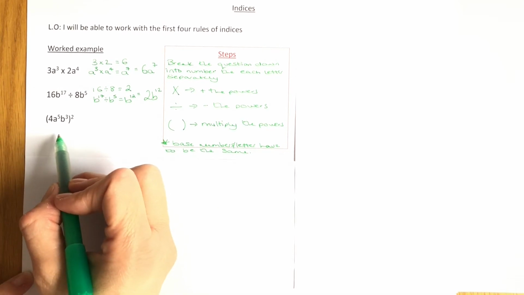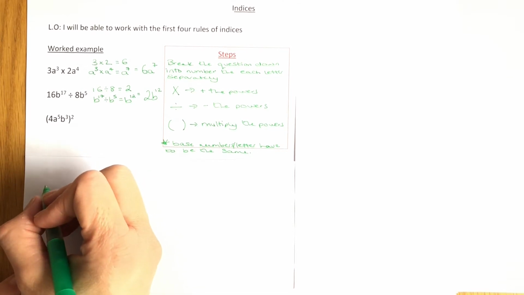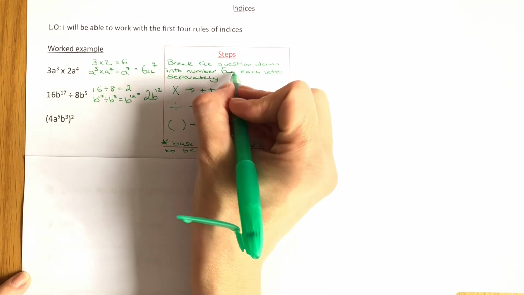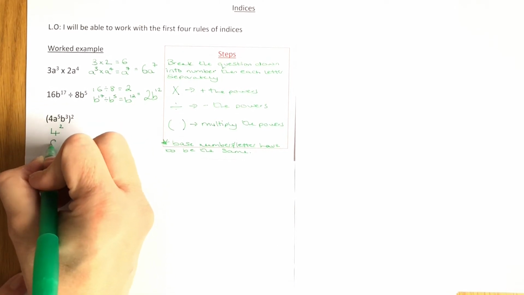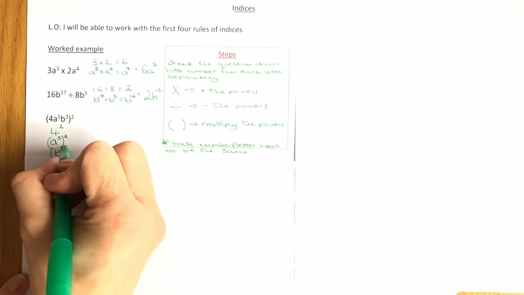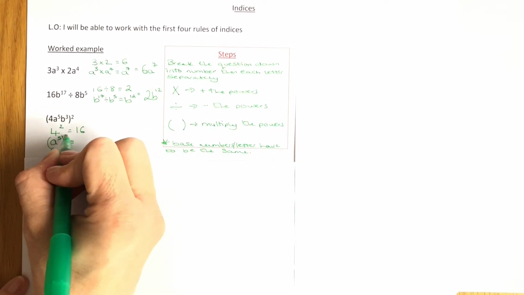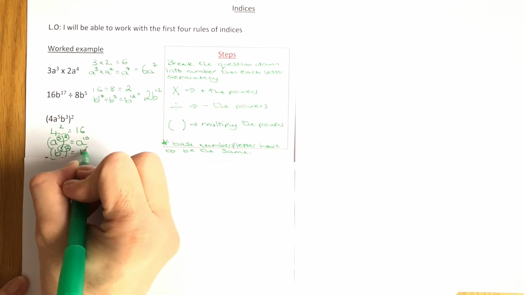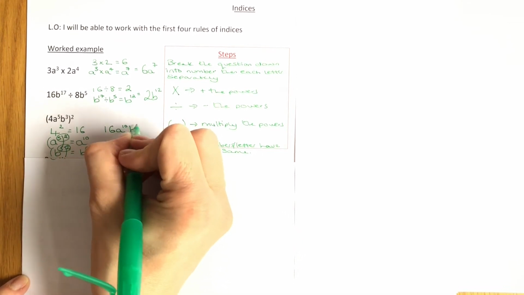My last example is something that comes up in the exams all the time, because people normally make mistakes. So it's really important that we break the question down into the number, then each letter separately. What we mean by that is we're going to do 4 squared, then a to the power of 5 squared, and then b to the power of 3 squared. So 4 squared is 16. And when you have brackets, you multiply. So I get a to the power of 10, and b to the power of 6. Pop them all back together. I get 16, a to the 10, b to the 6.